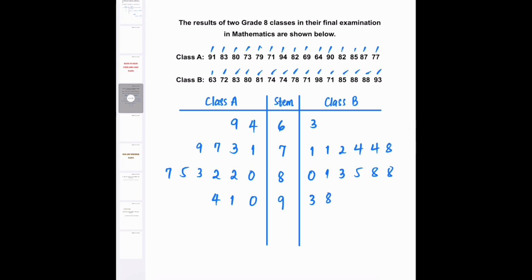After filling in the values, make sure to count the leaves and make sure the amount of leaves actually matches the number of data values for each group. Now, to complete our back-to-back stem and leaf plot, we need a key. Let's pick the first one. You have 3, then 4 in here. So you can write that this means 63, and this here means 64.